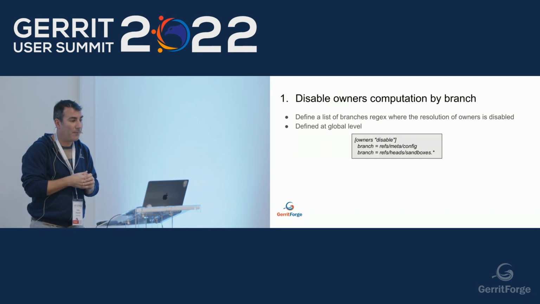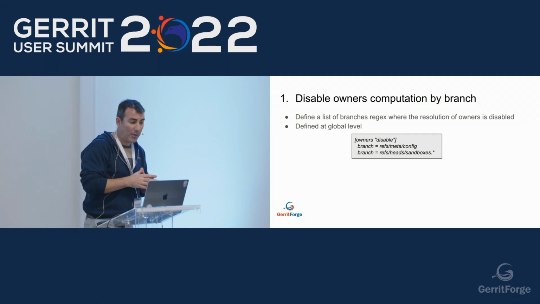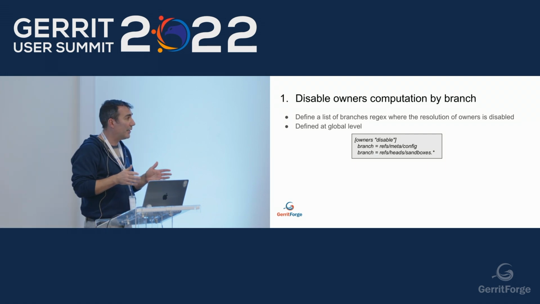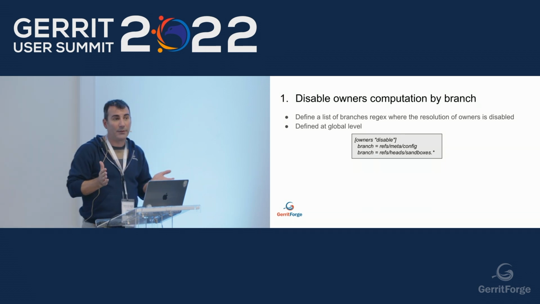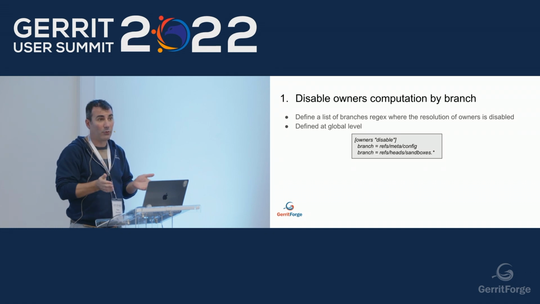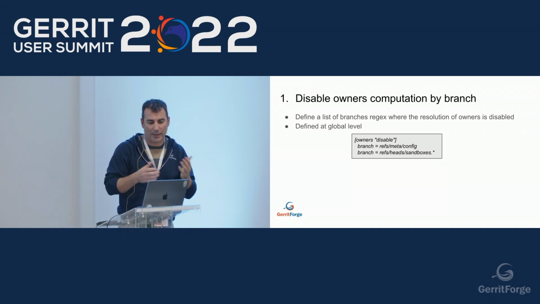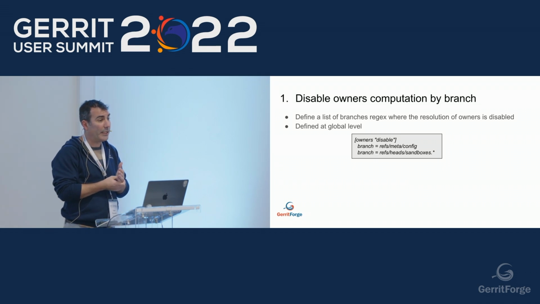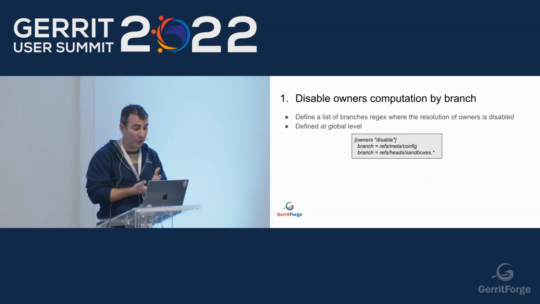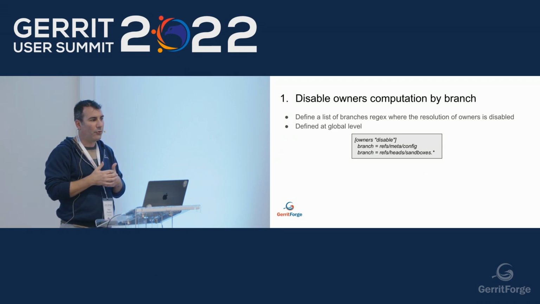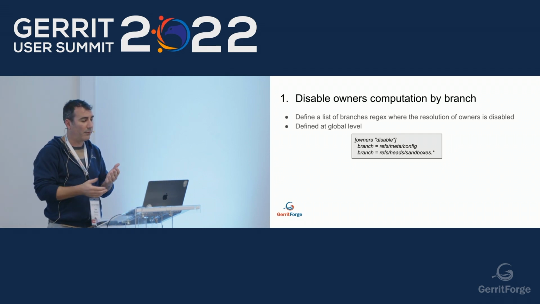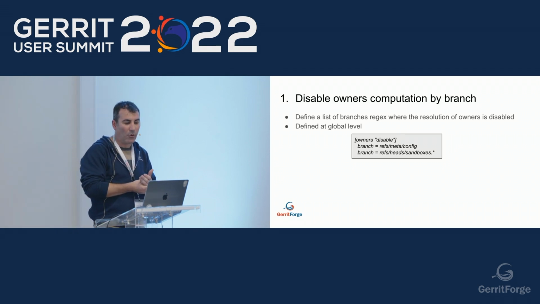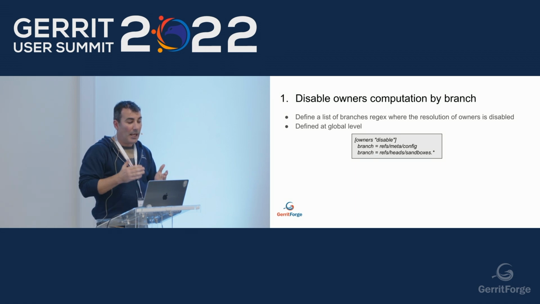The first change: disable owner computation by branch. It's possible in the plugin to define a regular expression to disable the resolution of prolog rules, because as Luca was saying, prolog rules are a nightmare and they can be really heavy computational-wise. So you really don't want, for example, to apply the prolog rules to your refs metaconfig. It might not make sense, or to the sandboxes branches. And this is defined at global level.